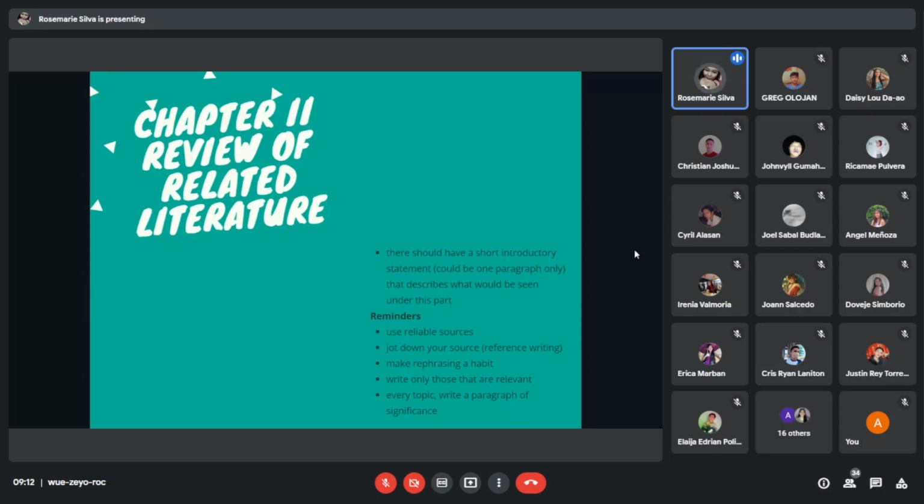You have to use only reliable sources. Please, students, do not use Wiki. Wikipedia is not reliable; anyone can edit Wikipedia. So please do not use Wikipedia. Do not use Rappler either. Rappler and tabloids are not reliable. So please do not use tabloids, okay?